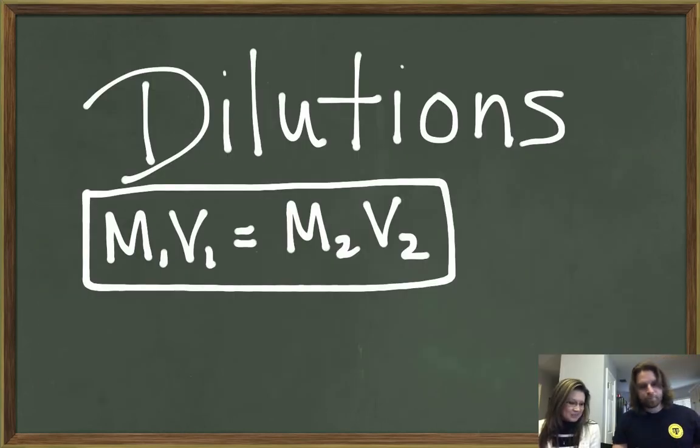All right, well, let's talk about dilutions. So we've got an equation that we have to run with. That's M1V1 equals M2V2. That's molarity times volume equals molarity times volume. The 1 is what you start with. The 2 is what you end with. Easy enough concept. Let's do some problems.